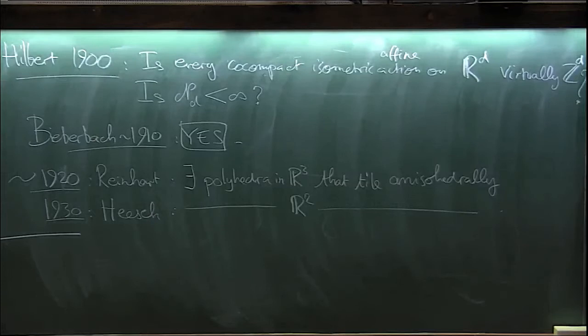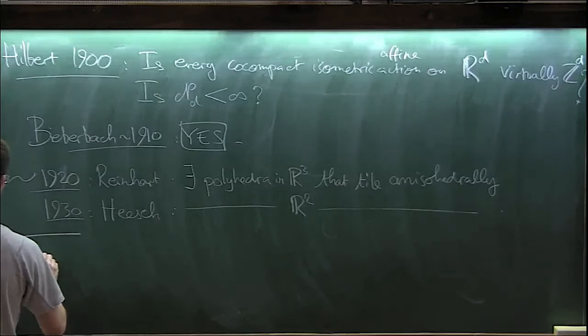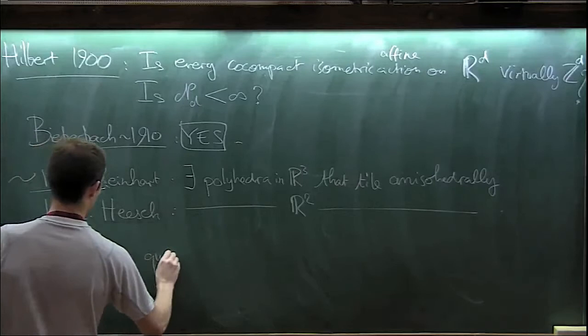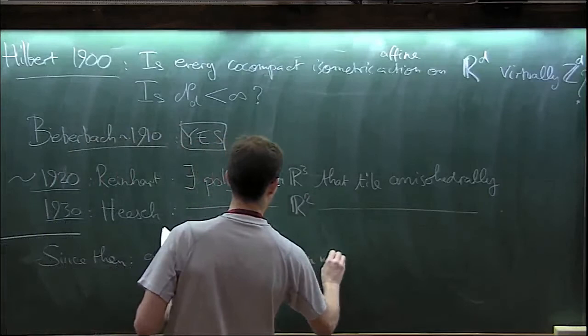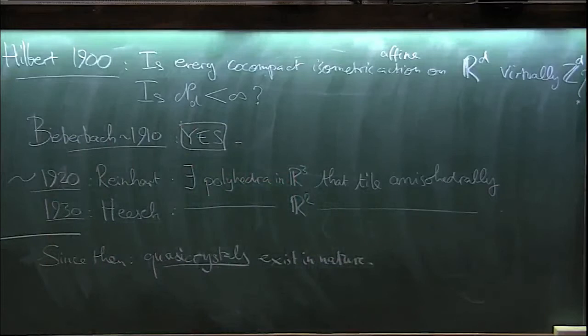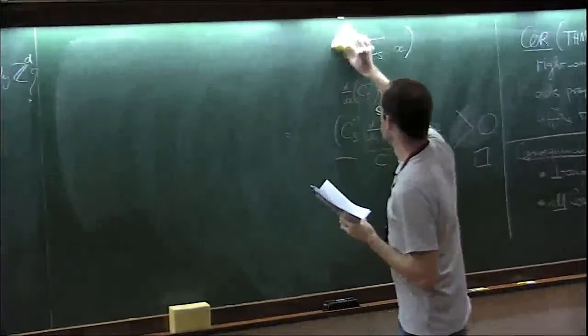Okay, so back to history. Since then, we have found that quasicrystals actually do occur in nature. So these objects from Reinhardt's results are not just mathematical curiosities. They can be studied in physics also. And in the 1960s, Auslander asked the following question.